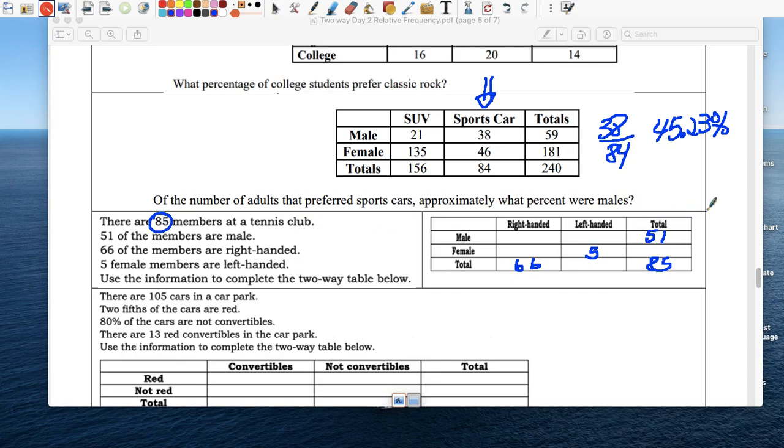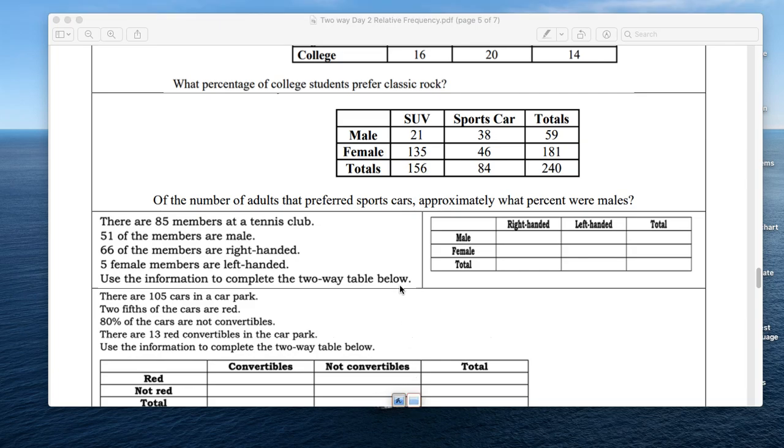So let's find out the total female. 85 minus 51 is 34. So pretty easy. Then I'm going to change colors here. Something plus 5 is 34, so that's 29. We can find the total number of right-handed males: 66 minus 29, sorry, so that would be 37 males. We can find the total number of left-handed males here. 51 minus 37 gives us 14. Left-handed people, 19. There we go. No question. Okay.